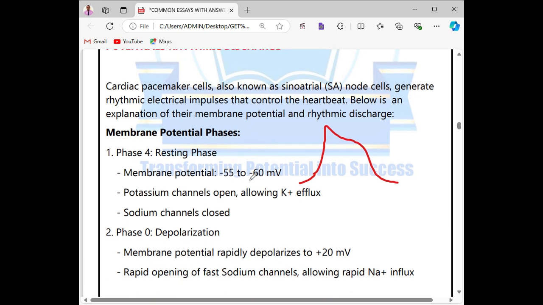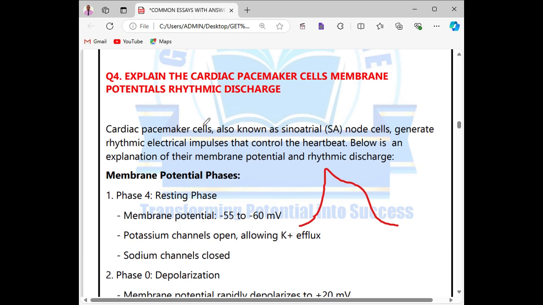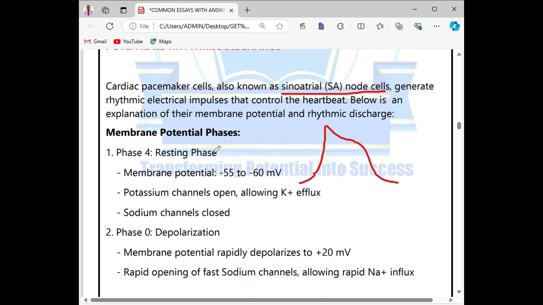So now, when we talk about the cardiac pacemaker cells, these cardiac pacemaker cells are also known as sinoatrial node cells. They are the ones which generate rhythmic electrical impulses which control our heartbeat. So just below here is a thorough elucidation on the membrane potential and the rhythmic discharge.